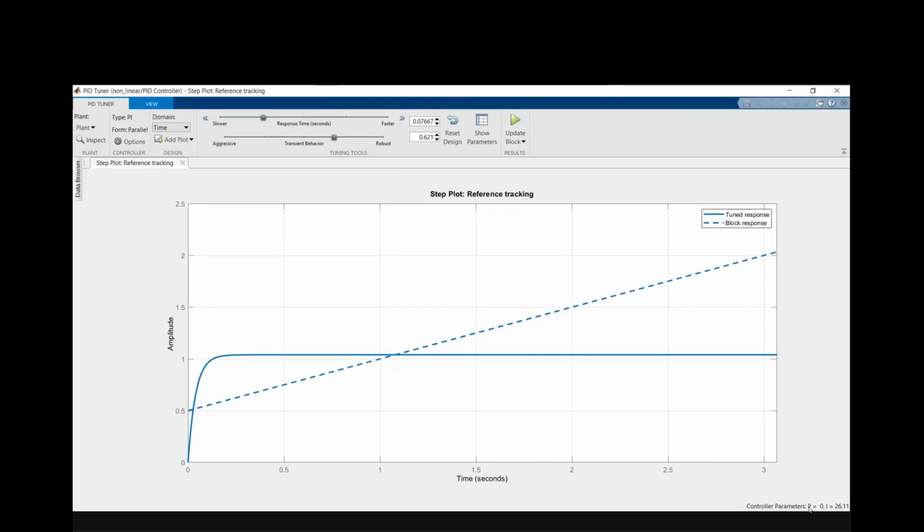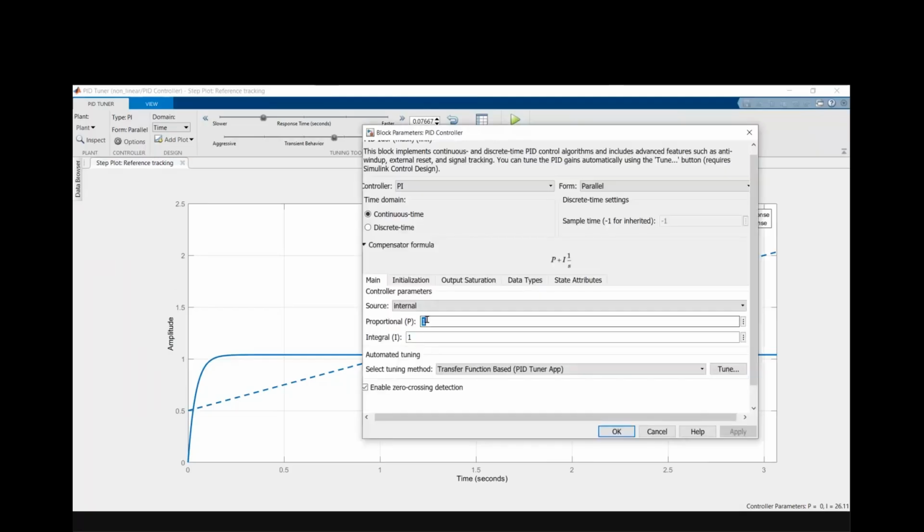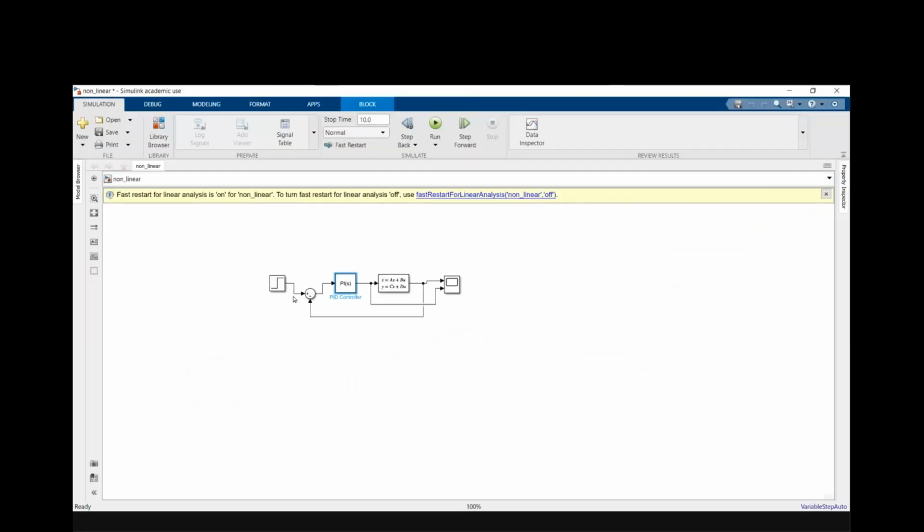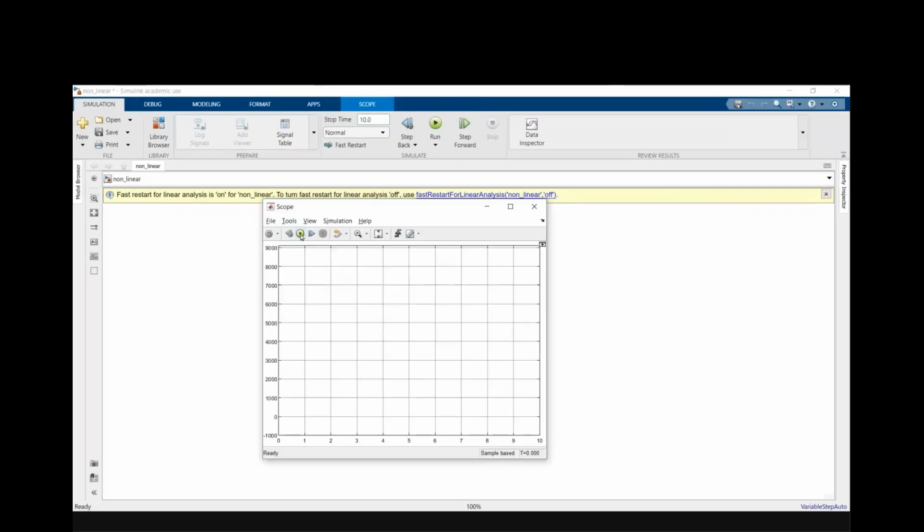I'll say what is my P value? P value is 0. My I is 26.11. So you can go P is 0, I is 26.11. Click OK. So it has to reach that 0 to 1 value. Let us simulate this.